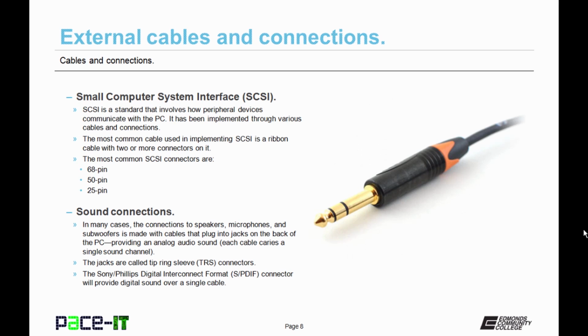Now let's move on to sound connections. In most cases, the connection to speakers, microphones, and subwoofers is made through a cable that plugs into jacks on the back of the PC, providing an analog audio sound. And what that means is that each cable carries a single sound channel. The jacks and the connector are called tip ring sleeve connectors, TRS connectors.